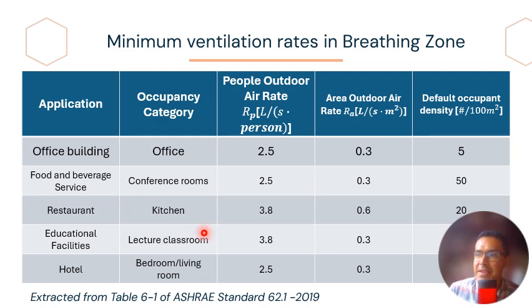So this is Table 6.1 of ASHRAE Standard 62.1. And you can see that different types of buildings and spaces have different recommended values. These are the two recommended values that we saw in the previous equation. And also we have a column with the recommended population density, depending on whether or not we have the information on the people that are going to be occupying the room.